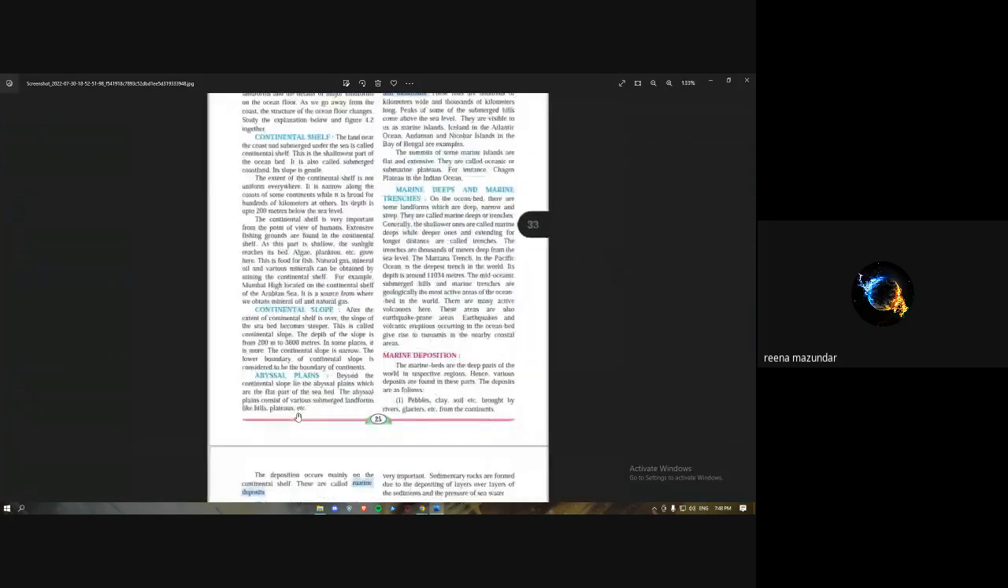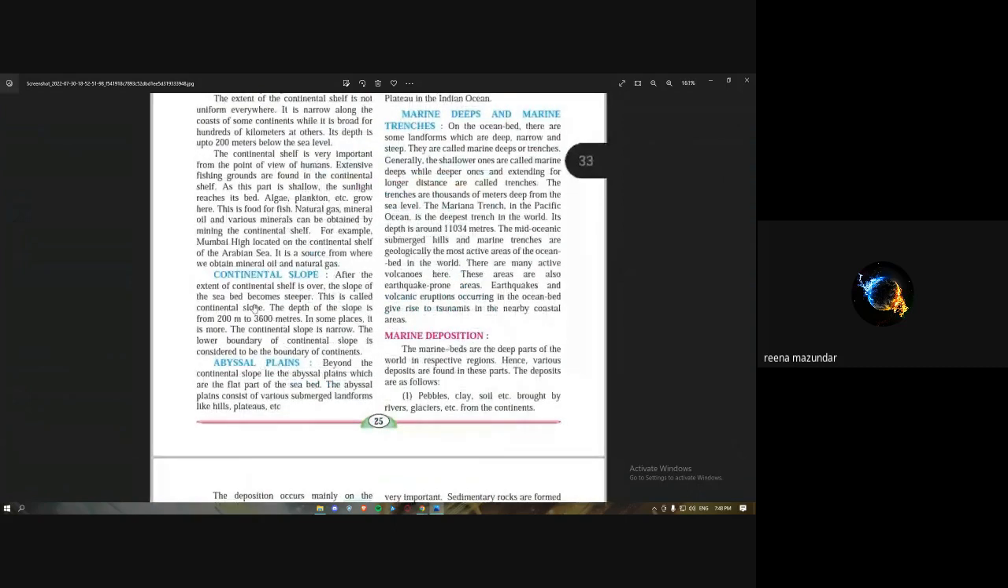Now why is it called continental slope? After the extent of the continental shelf, the slope of the seabed becomes much steeper. It goes down further. This is called the slope area. The depth of the slope is 200 to 3,600 meters. In some places it is more. The slope is narrow. The lower boundary of the continental slope is considered the boundary of continents.